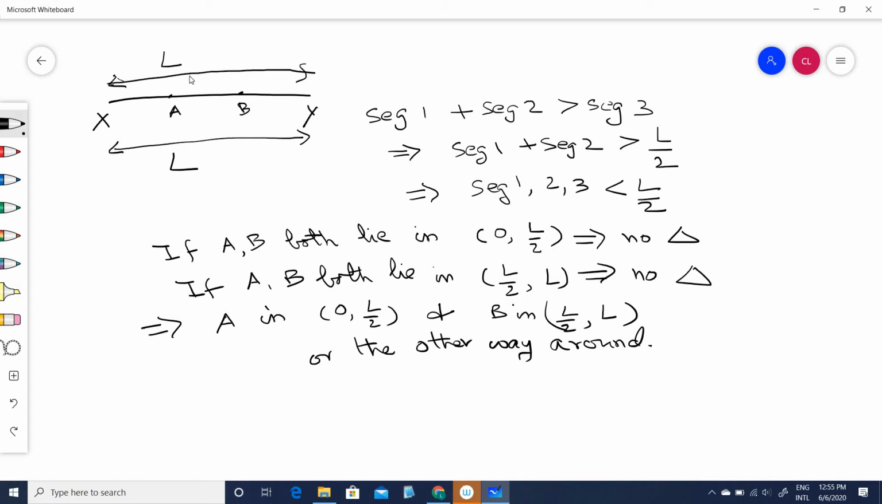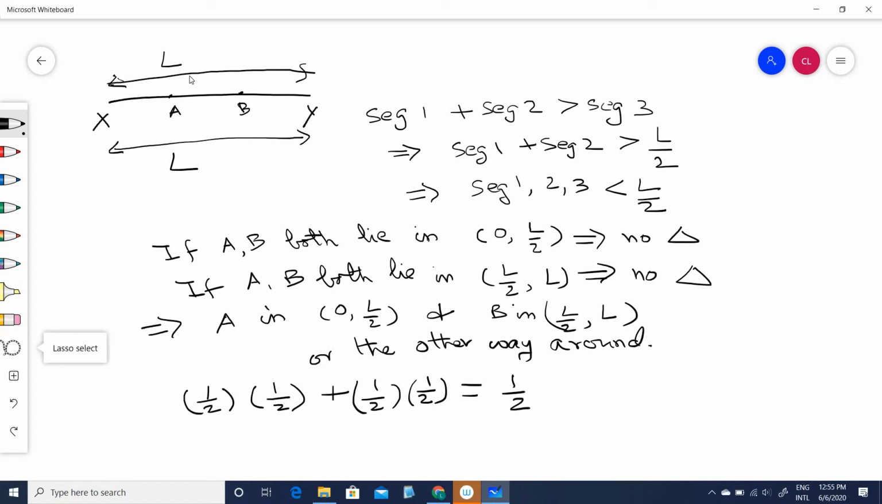This is a necessary condition, it's not sufficient. Now when will this happen? The probability of A being in 0, L by 2 is 1/2, multiplied by B being in this half, another 1/2. But then there is an OR condition, so that is again a 1/2 times a 1/2. Together this is a probability of 1/2 that one of the points is in the left half and the other is in the right half.